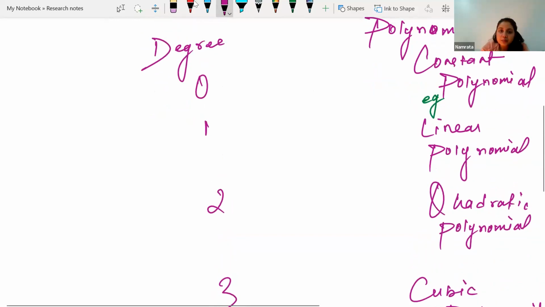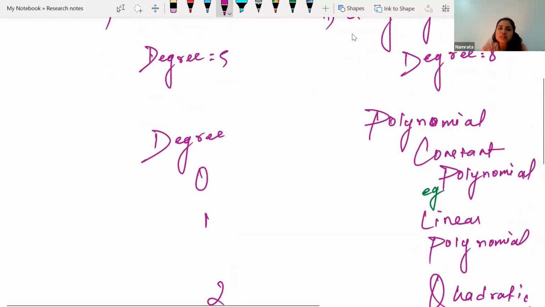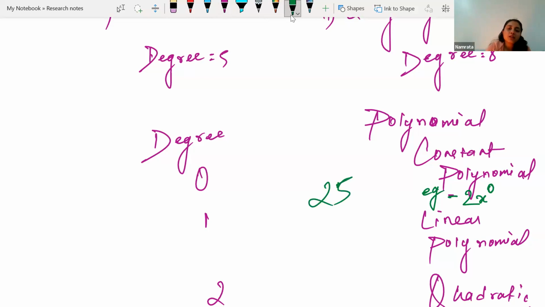Now what can be the example for constant polynomial? So basically it's any constant number. We can say the example for constant polynomial can be only 2 or maybe only 3 or maybe only 24, where if I am having only 2, then I can say the highest power of x over here is 0. That's why the degree of this polynomial is 0, and it's called constant polynomial. If we are having any number, let's say 25, then we can say it's a constant polynomial. Here the degree of this polynomial is 0.